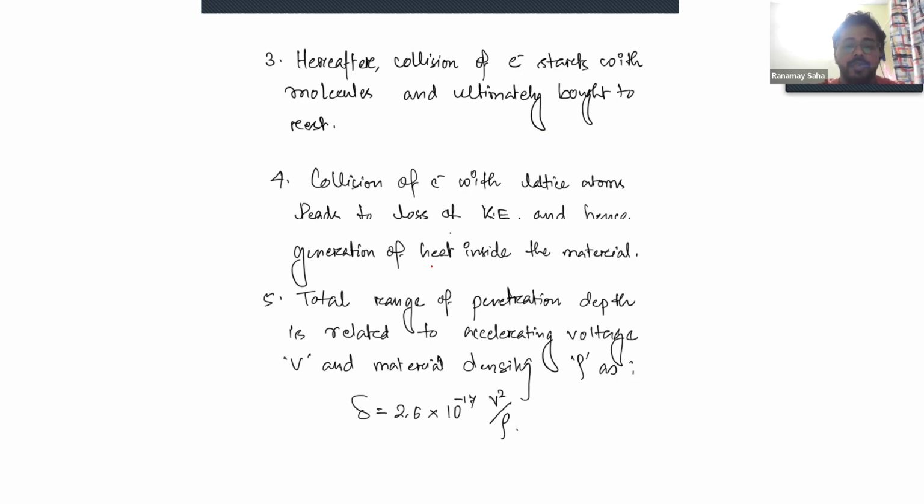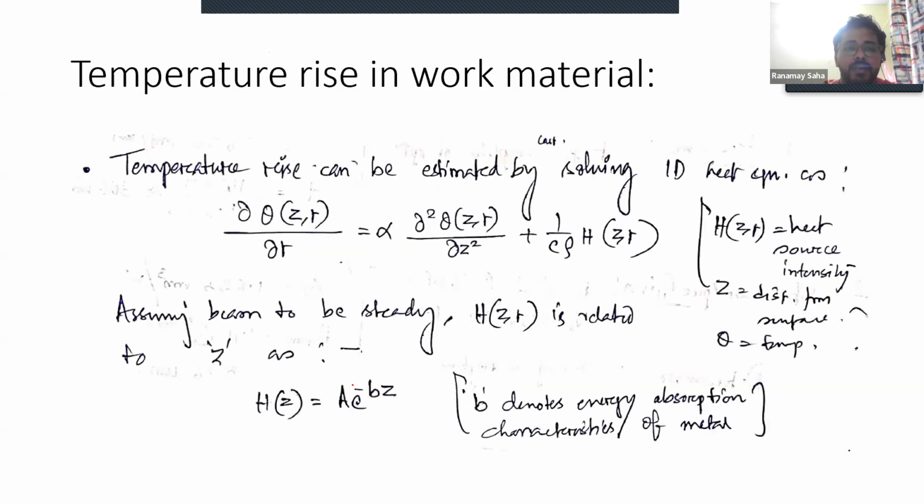Then the total range of penetration depth, that is how much the electron beam enters inside the work material, is related to your applied potential difference and the density of the material under consideration. So delta here gives your total range of penetration depth inside the material.